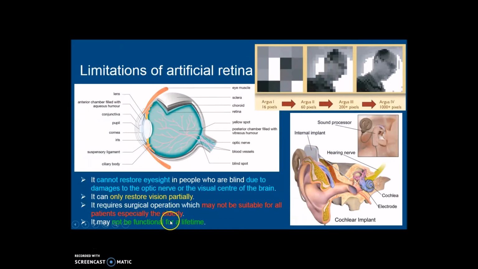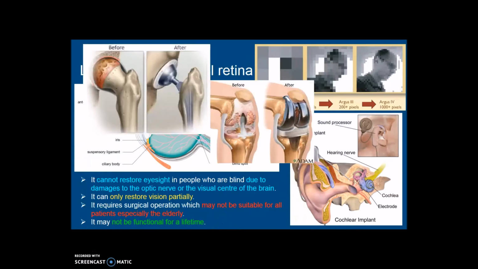And for the third and the fourth limitation, it requires a surgical operation, which may not be suitable for all patients, especially the elderly. And the fourth one, it may not be functional for a lifetime. It's just like the case of the artificial joint. Not all people can have this operation, for example the very young baby or the elderly are not that suitable to carry out this operation. And it may not be functional for a lifetime, no matter for the artificial retina or the cochlear implant or even the artificial knee joint or artificial hip joint.